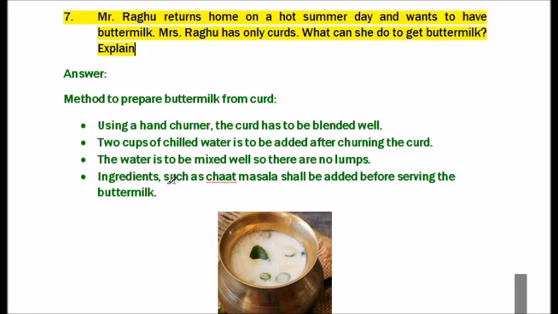Answer. Method to prepare buttermilk from curd. Using a hand churner, the curd has to be blended well. Two cups of chilled water are to be added after churning the curd. The water is to be mixed well so that there are no lumps. Ingredients such as chaat masala shall be added before serving the buttermilk.